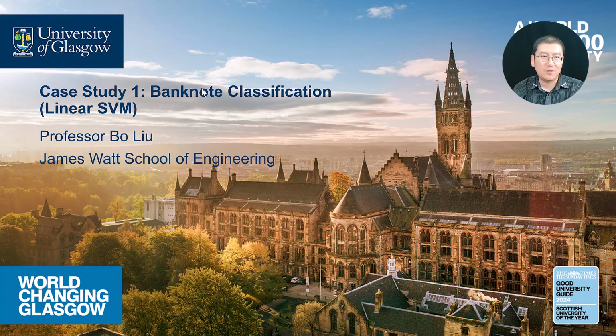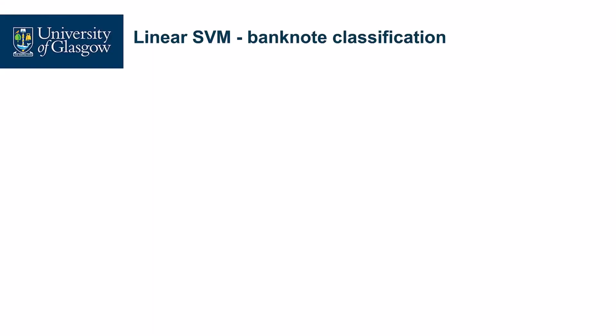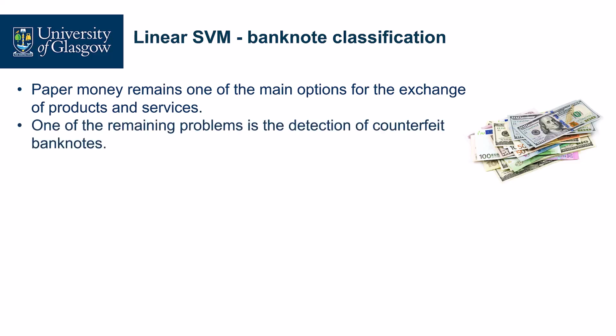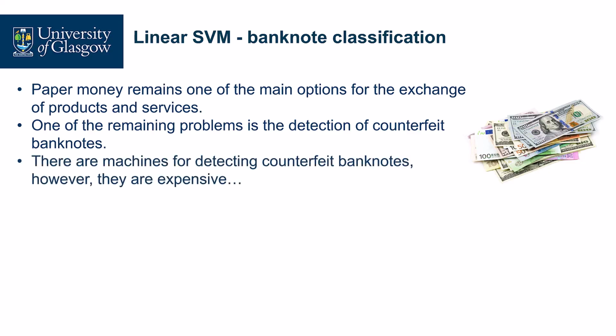So in this session, we will have a case study, the banknote classification using the linear SVM. As we all know, paper-based money is still one of the main options in the market. When using paper-based money, one problem is to detect if the banknote is genuine or forged, right? Clearly there are machines to detect counterfeit banknotes, but they are expensive. So now people are thinking of using some image-based method to make it cheaper and easier.